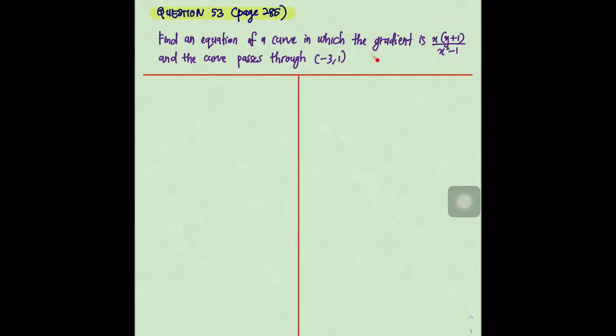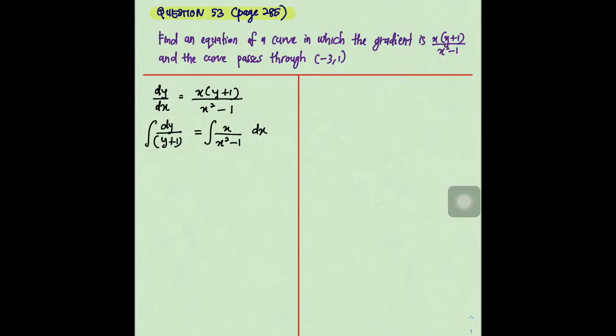Since it is given that the gradient is x(y + 1)/(x² − 1), the gradient means dy/dx. So dy/dx equals x(y + 1)/(x² − 1). Then we have to separate the variables: dy/(y + 1) is equal to x/(x² − 1) dx.